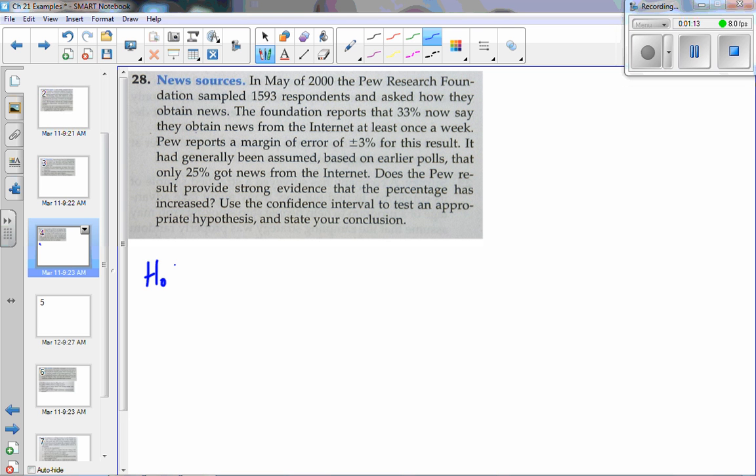So for my null hypothesis, we're going to have p equals 0.25, because that was what was generally assumed before. So we have p equals 0.25, and I'm going to write that out in words, which would be to say that 25% of people get news from the internet.